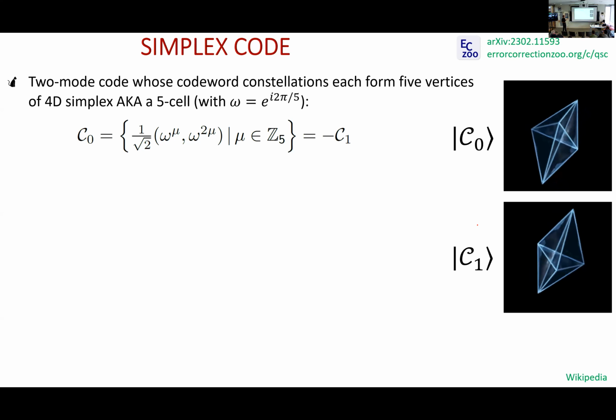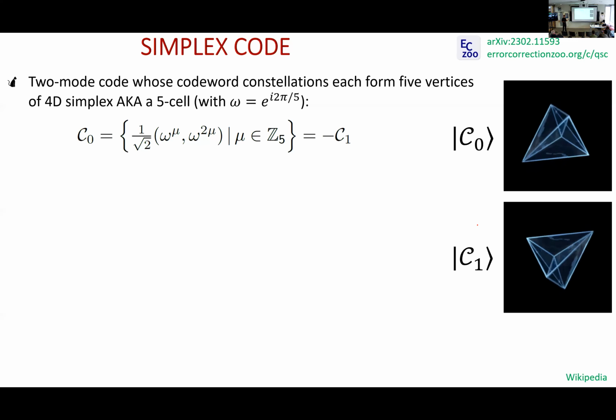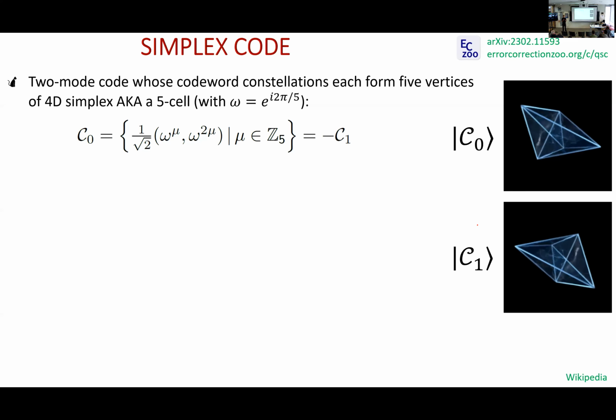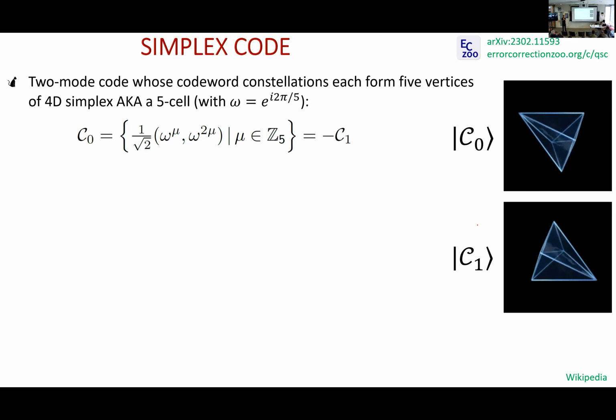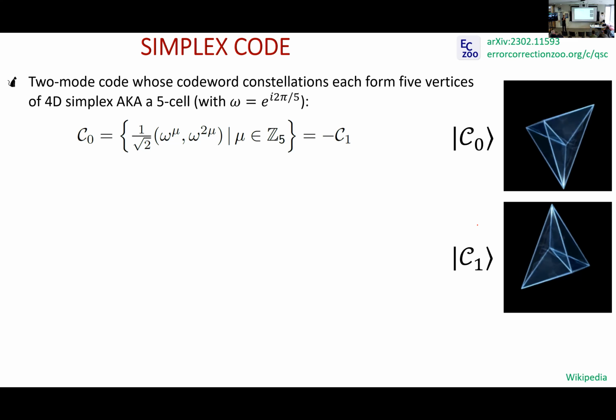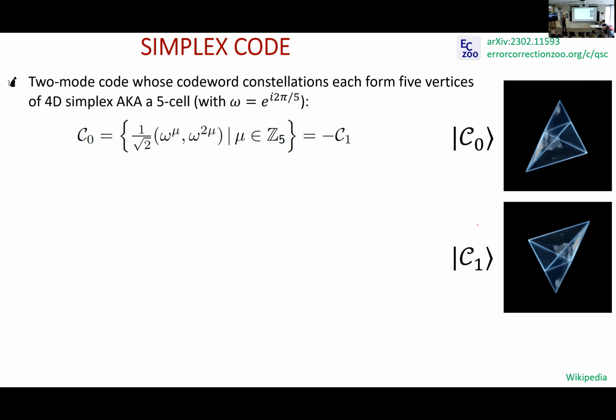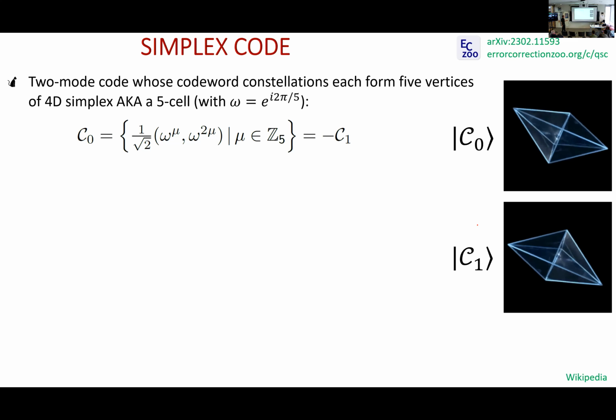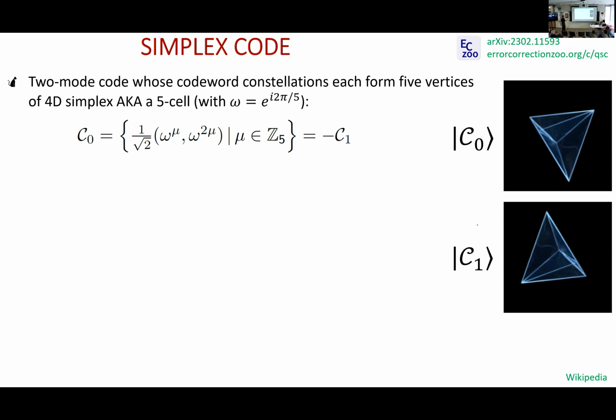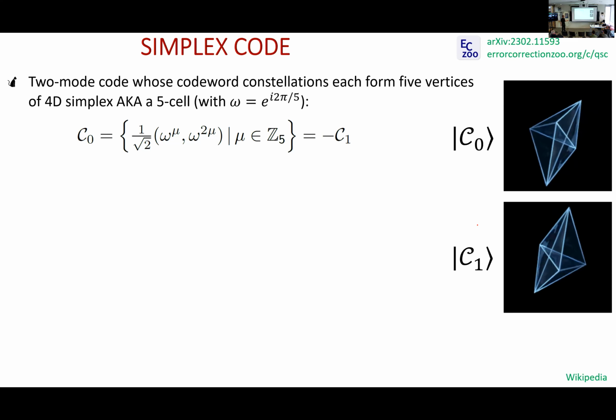This is called a 5-cell, which is a simplex in 4 dimensions. The notion of a simplex is that what's relevant here is that the distances between any pair of points are the same. That's what defines a simplex. And the 2D version is the equilateral triangle, and you saw that already.